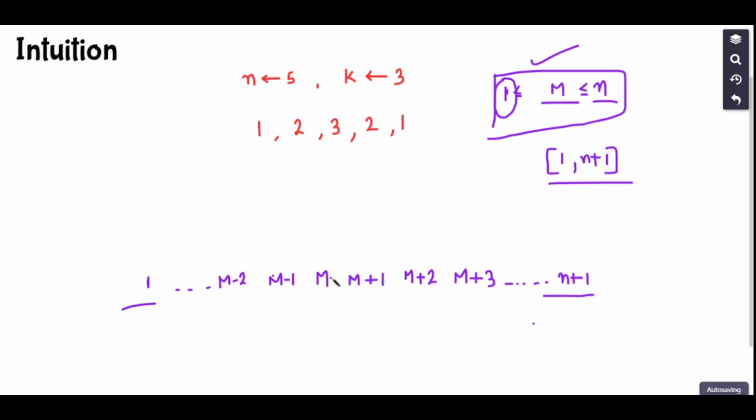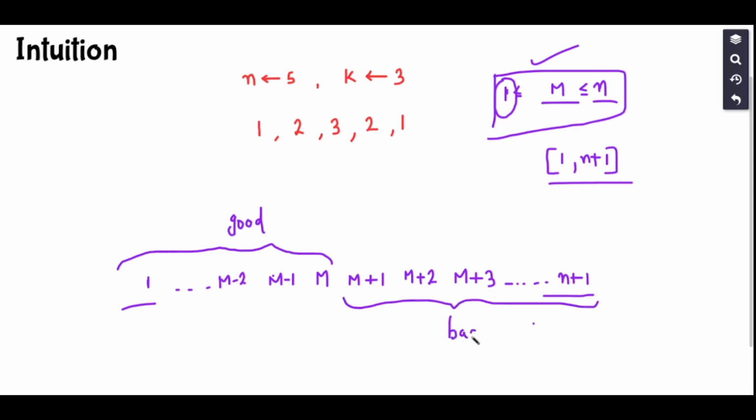Okay, and these are the medians which are possible to achieve. Let's call them good medians. While these are the medians which are not possible to achieve, let's call them bad medians. Okay, again, now again the same wheel.